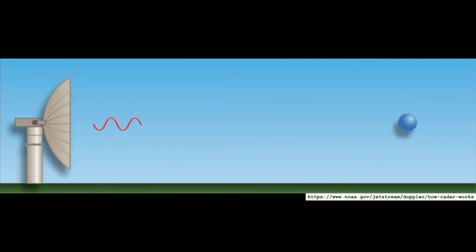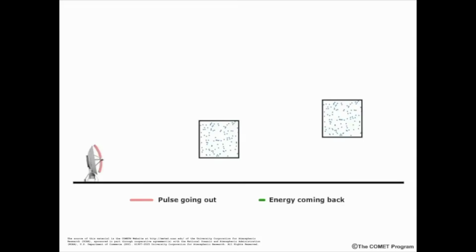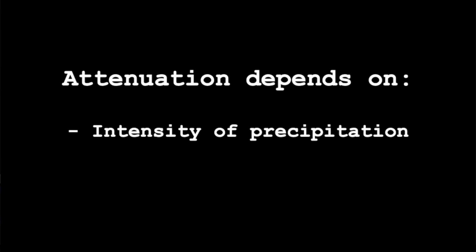Precipitation particles scatter most of the electromagnetic energy from a radar beam in all directions, including back toward the radar. However, a fraction of that energy is absorbed by the particles themselves. This can cause the radar beam to become less intense the more particles it passes through as it extends outward from the dish, a phenomenon called attenuation. The amount of energy that's absorbed and, therefore, the amount of attenuation depends on the intensity of the precipitation and the wavelength of the pulse.